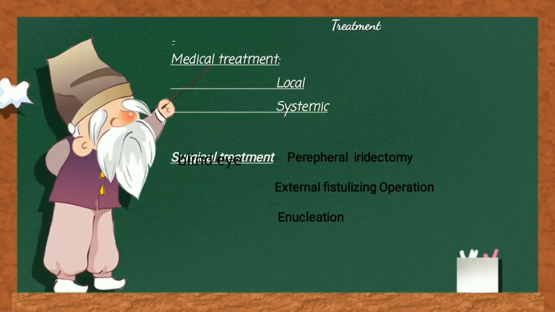As we said, in each stage the treatment consists of medical treatment and surgical treatment. Medical treatment, we use before the operation to decrease the intraocular pressure. Because if we do an operation for a patient with increased intraocular pressure, the sudden drop of intraocular pressure causes hemorrhage inside the eye. So we use medical treatment for 24 hours to decrease this high pressure.